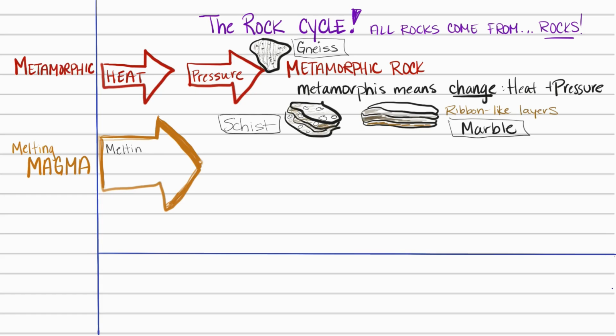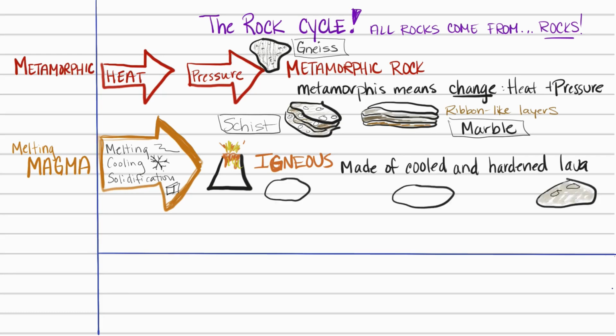Igneous rocks form when molten rock, called magma if it's below the Earth's surface, or lava when it's above the Earth's surface, cools and solidifies. Types of igneous rocks are granite, obsidian, and pumice.